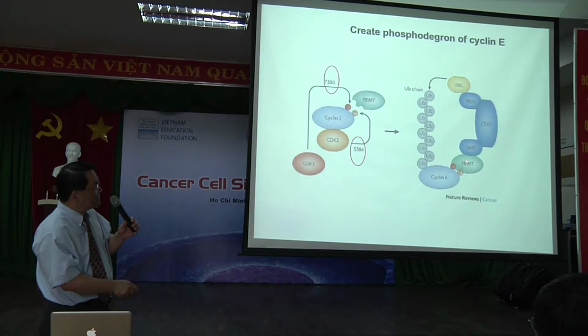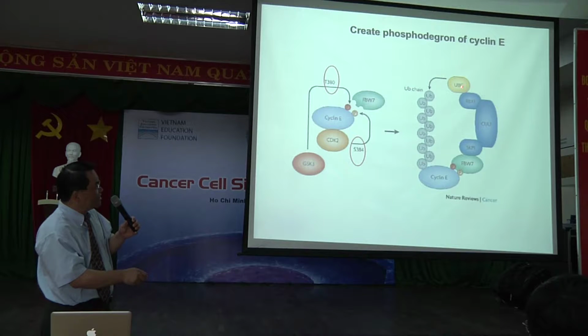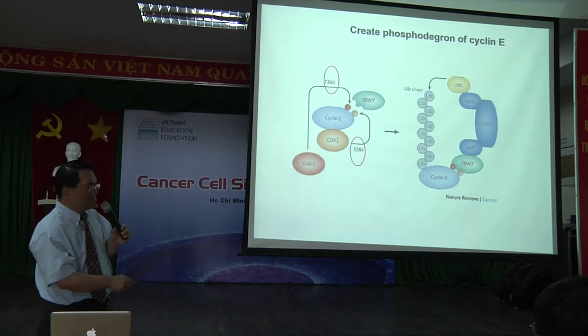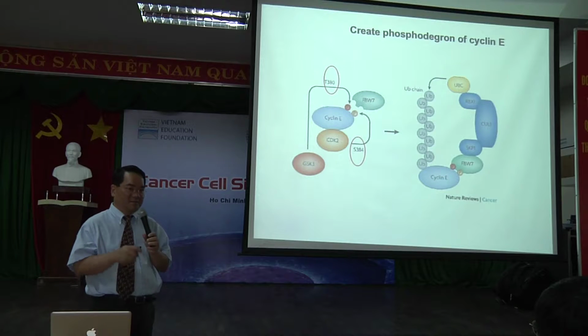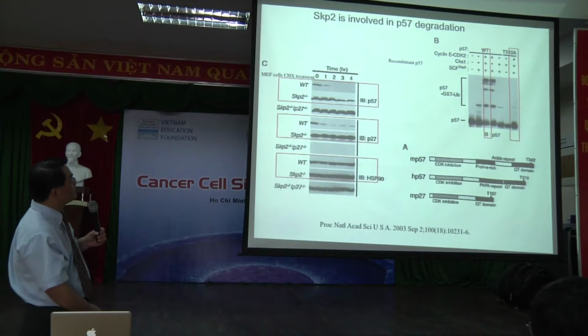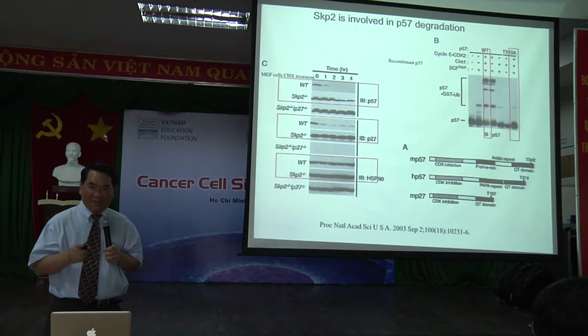FBW7 recognizes it using the SCF complex by associating with the ubiquitin conjugating enzyme E2, to add the ubiquitin onto the cyclin E through the lysine 48 linkage. Okay, and then you see this whole complex will be formed. Cyclin E got ubiquitinated, thereby getting degraded. So that's for cyclin E.